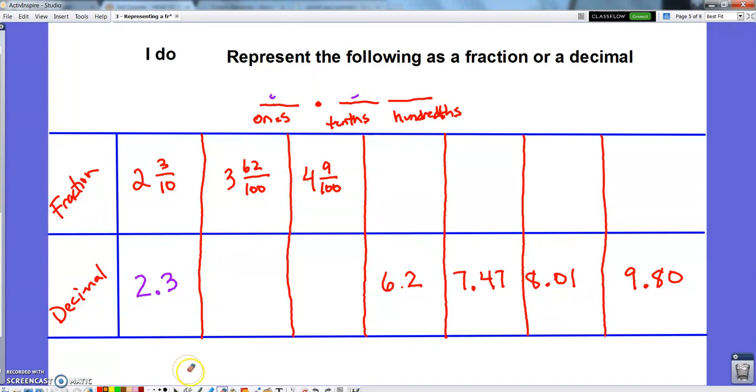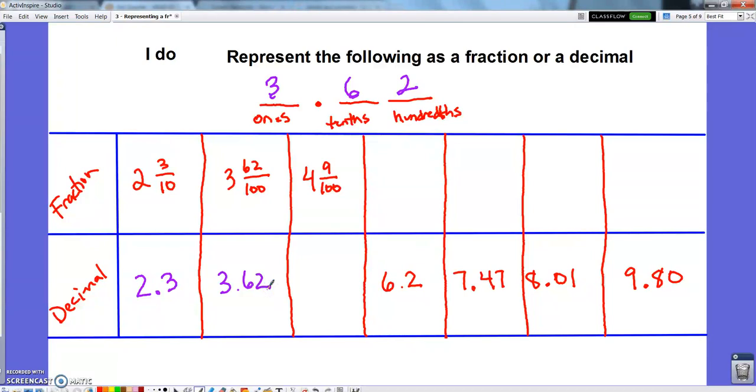Let's do another. If I read it as a fraction, this says 3 and 62 hundredths. That's how I would pronounce that. If I were to come up and write it in my place values, I'd say 3 and then now I need hundredths, 62 hundredths. So 3 and 62 hundredths as a fraction, 3.62 as a decimal.